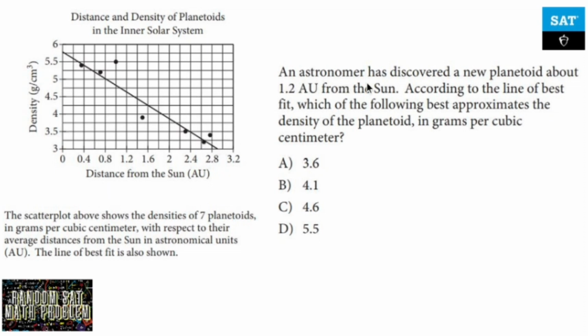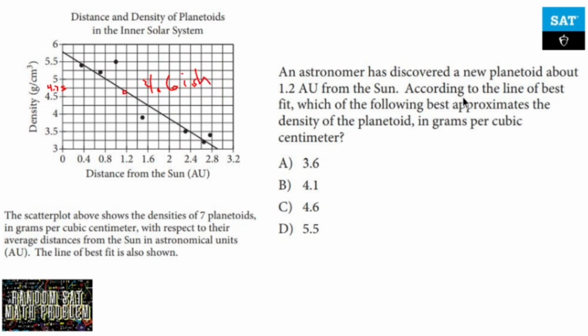So an astronomer has discovered a new planetoid about 1.2 AU from the sun. 1.2 AU from the sun is here. Let's go up to our line of best fit, and we're living between 4.5 and 4.75. So we're dealing with something a little bit smaller, in between 4.75 and 4.5, so 4.6-ish.